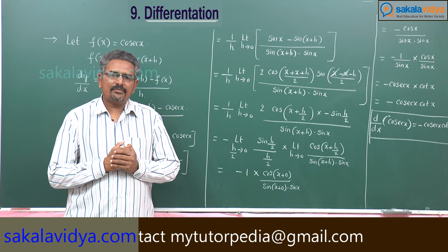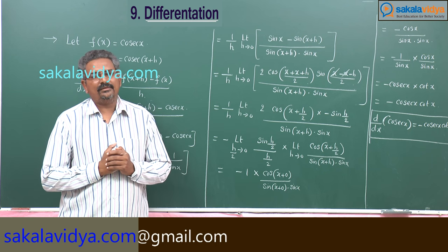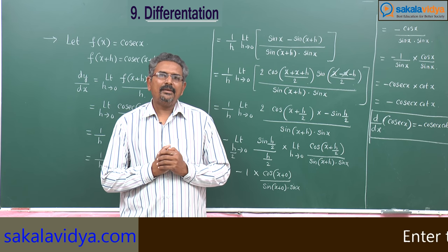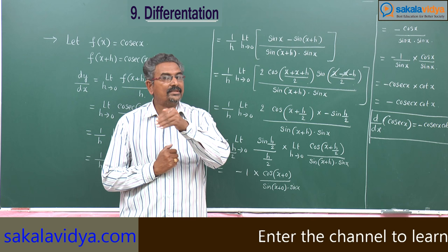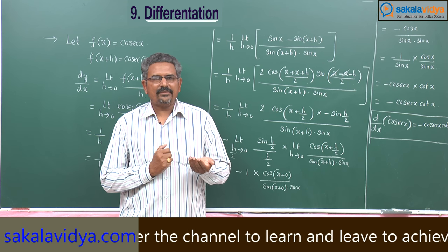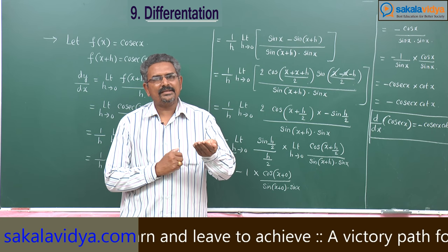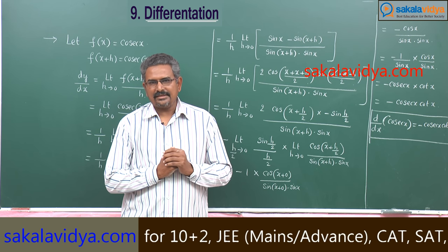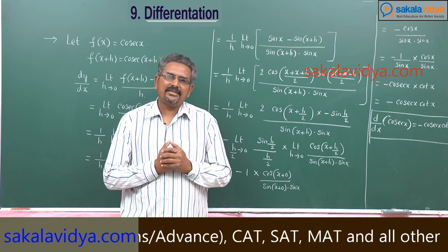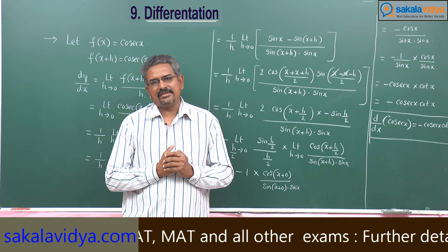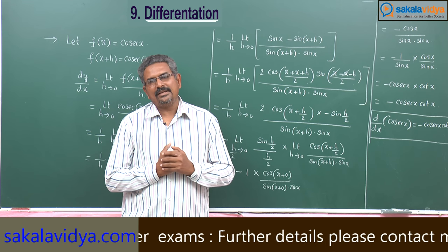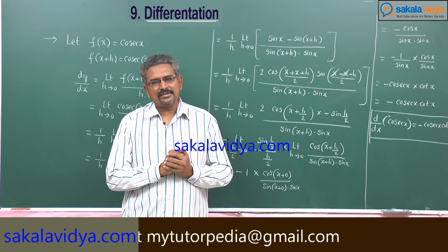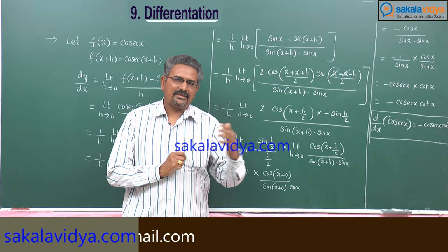D by dx of x to the power of n is equal to n into x to the power of n minus 1. Special cases. D by dx of root x is equal to 1 by 2 root x. D by dx of 1 by root x is minus 1 by 2 x root x. D by dx of e power x is e power x. D by dx of a power x is a power x into log a to the base e. D by dx of sin x is cos x. D by dx of cos x is minus sin x. D by dx of tan x is secant square x. D by dx of cot x is minus cosecant square x. D by dx of secant x is secant x tan x. D by dx of cosecant x is minus cosecant x cot x. Okay?